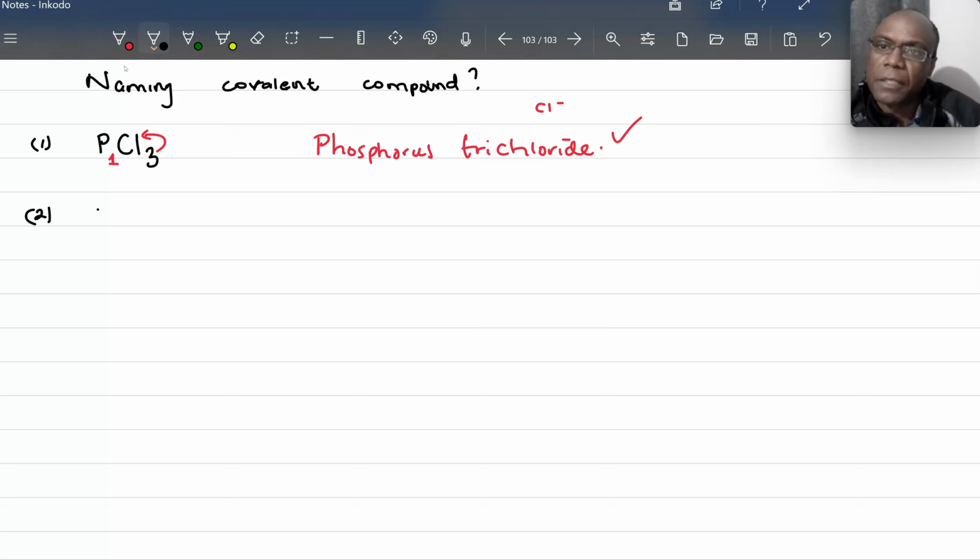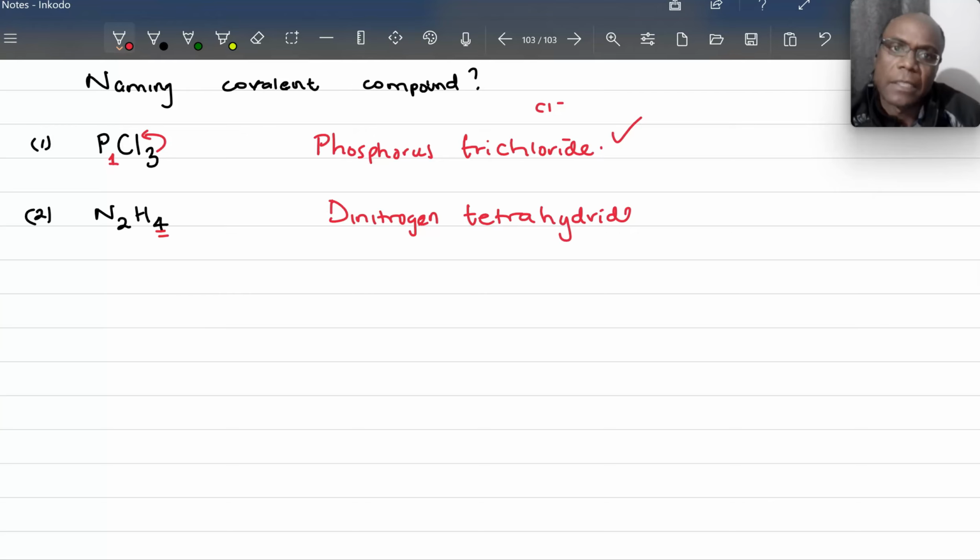Number 2, you can do N2H4. This one, I see I have 2 nitrogens, so it's going to be dinitrogen. And then I see I have 4 hydrogens. Hydrogen as a second atom becomes hydride. There are 4 H's there, so 4 is tetra. When hydrogen is the second element it becomes hydride, so dinitrogen tetrahydride. Okay, so let's go to the next one.